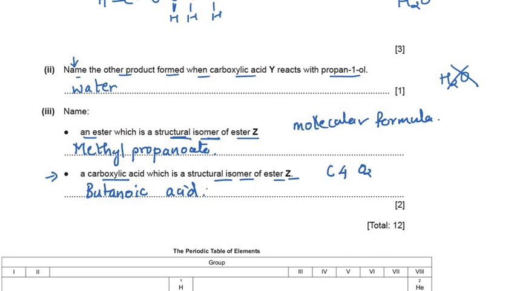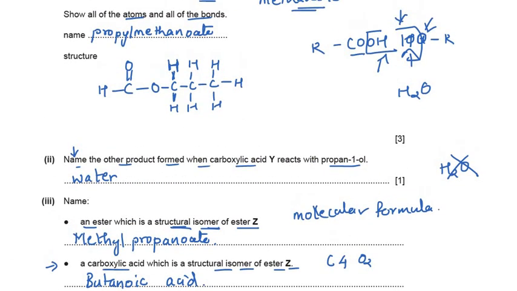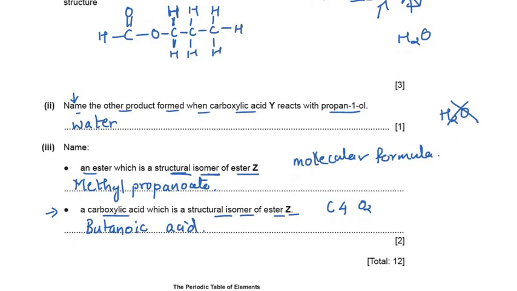I hope it's clear. Why am I saying butanoic acid? Because we can see that our ester had 4 carbon atoms. We can see here in the structure: 4 carbon atoms, 2 oxygen atoms, and then there were, I think, 8 hydrogen atoms. Yes, 8 hydrogen atoms. So if we have an acid with the same molecular formula, that is going to be butanoic acid. So the carboxylic acid with the same number of carbon atoms is butanoic acid.